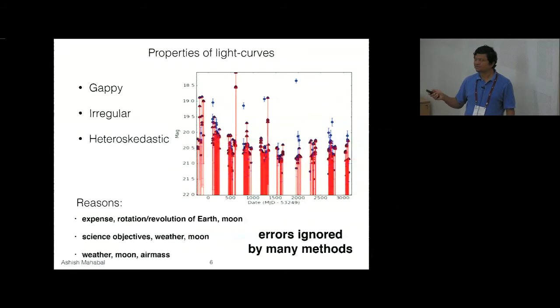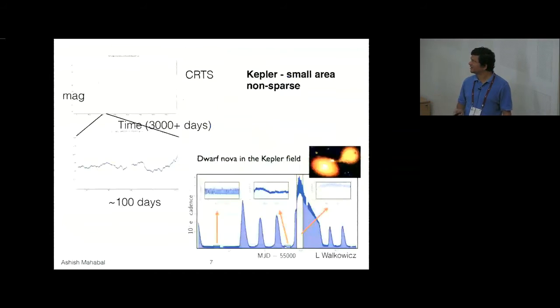So all those issues make the time series that we have in astronomy likable by many statisticians. They love the data because they present new challenges, and some of those challenges are what we'll be looking for here. And errors are ignored by many methods as well. So trying to bring those in, trying to have more methods use errors will be a great thing.